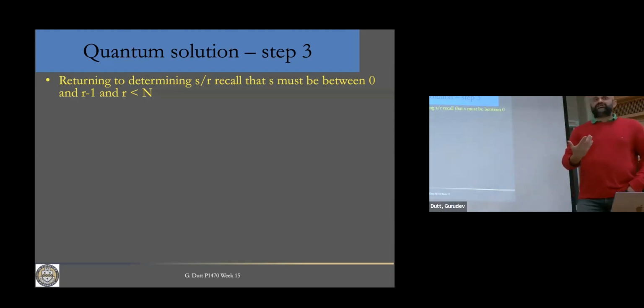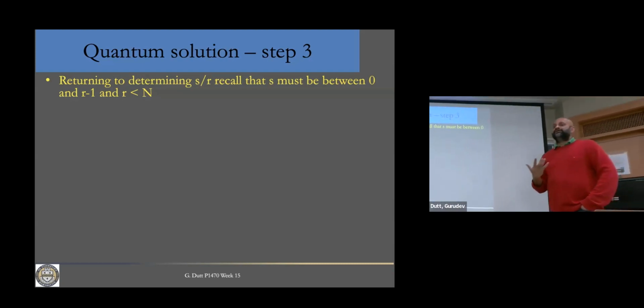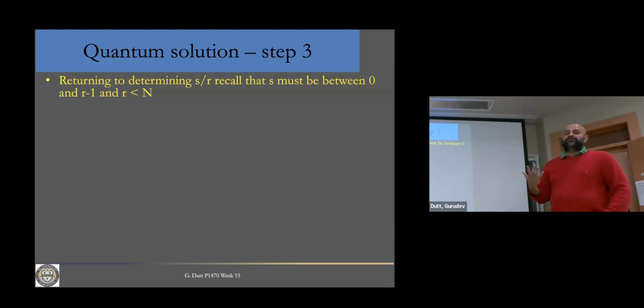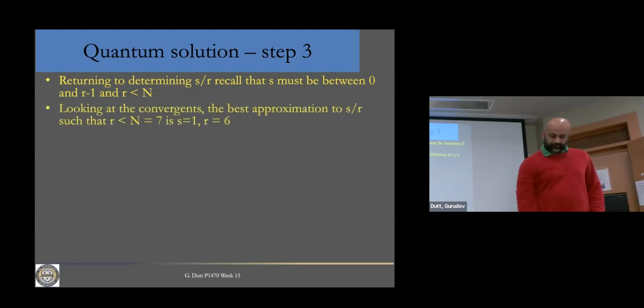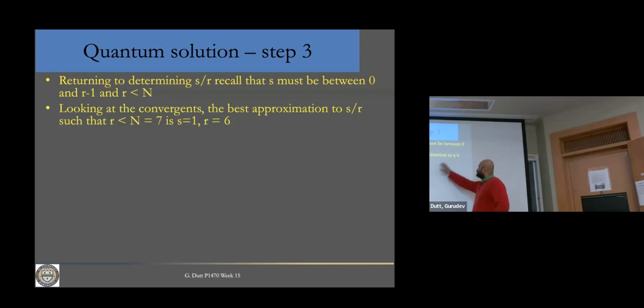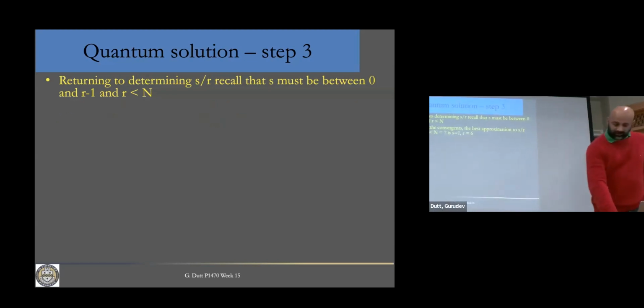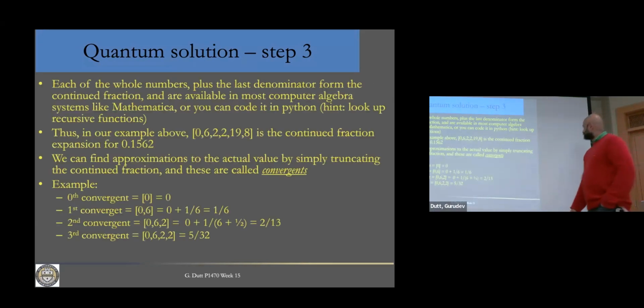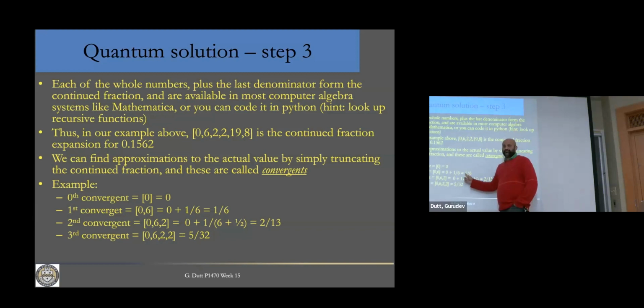So our question is, can we find R, which is less than 7, such that it approximates this S over R in our answer from the quantum computer? And indeed we can. The best approximation to S over R, such that R is lesser than N equal to 7, is S equal to 1, R equal to 6 back here. You see here that this is the only one that fits the requirement that S must be lesser than R and R must be lesser than 7.